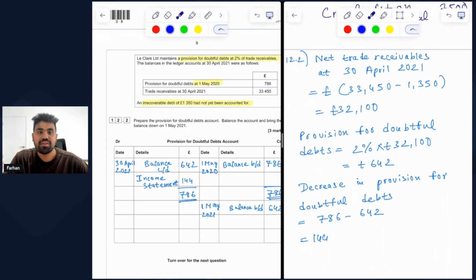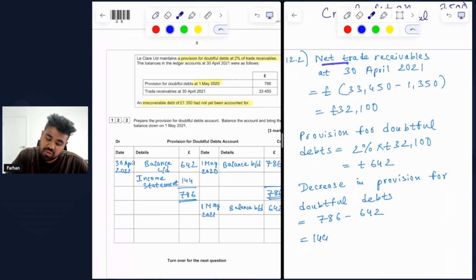So when we say a bad debt or an irrecoverable debt, it means a customer who has purchased inventory on credit in the past, or to whom we have sold inventory on credit in the past, has now failed to pay their dues, which means that we have to subtract this £1,350 from the trade receivables figure. So which is what we have done.